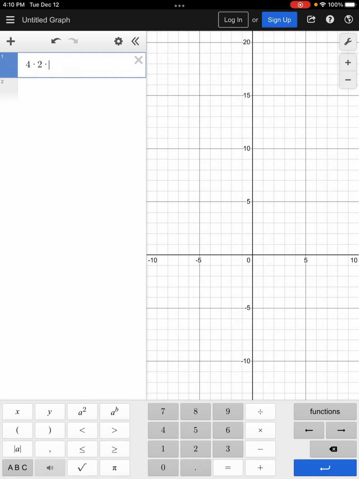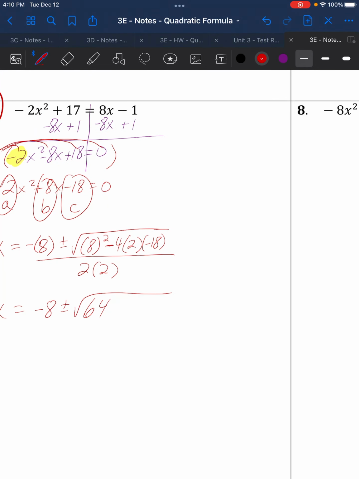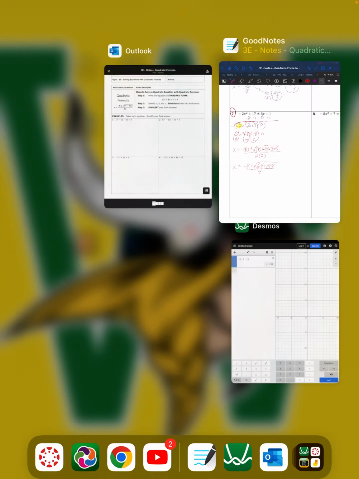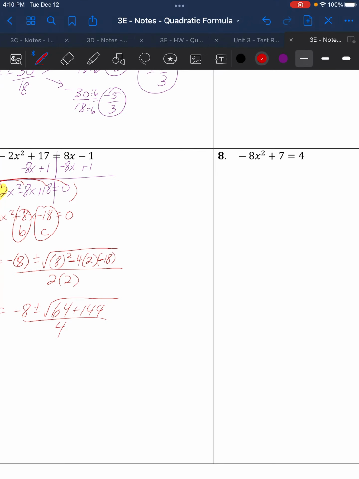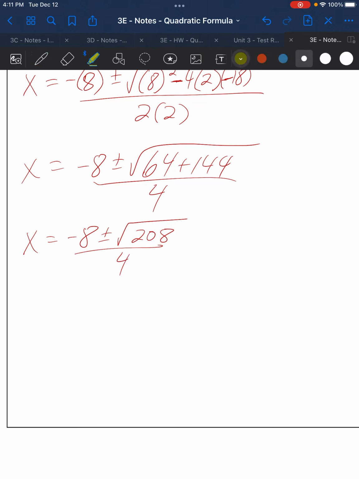64, 4 times 2 times 18. What is that? 4 times 2 times 18, 144? 144. And we have a minus and negative, so that's a plus 144 divided by 2 times 2 is 4. 64 plus 144, if you don't know what that is, let's plug it in. 208. All right. So I have x equals negative 8 plus or minus the square root of 208 divided by 4.